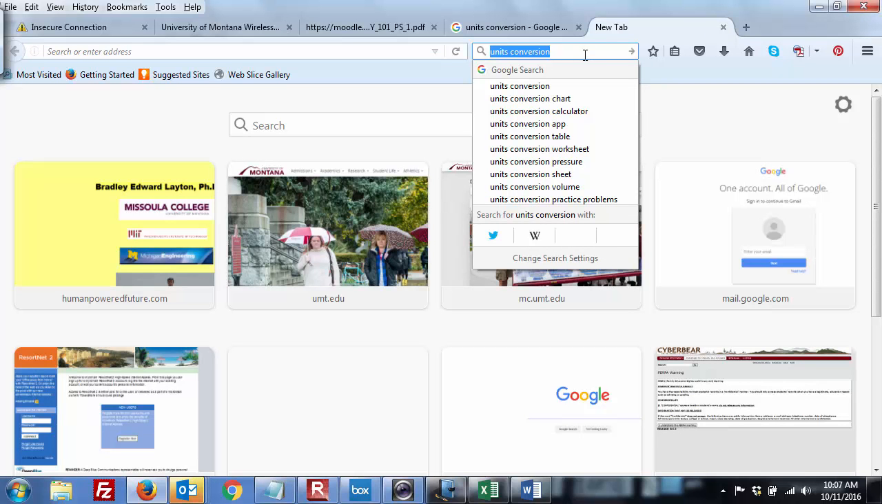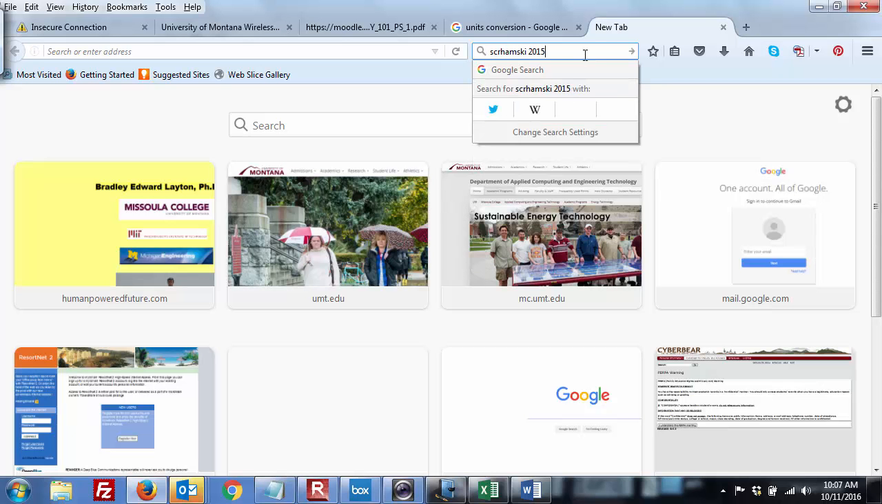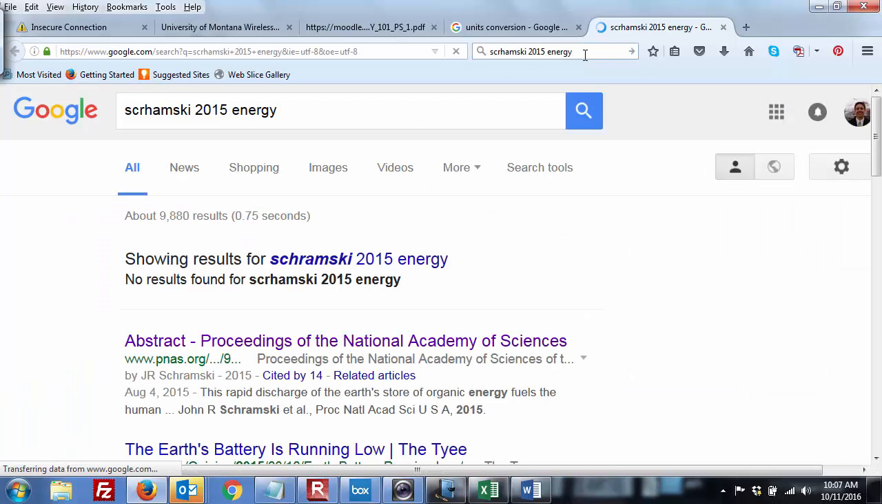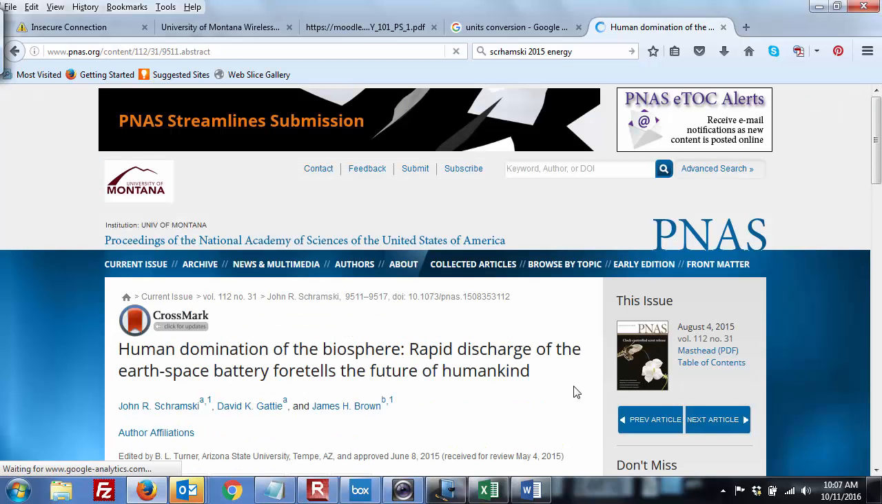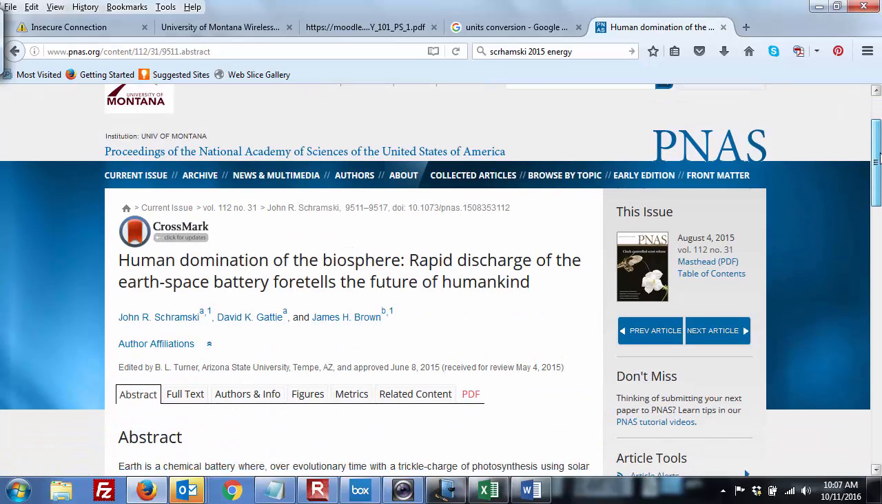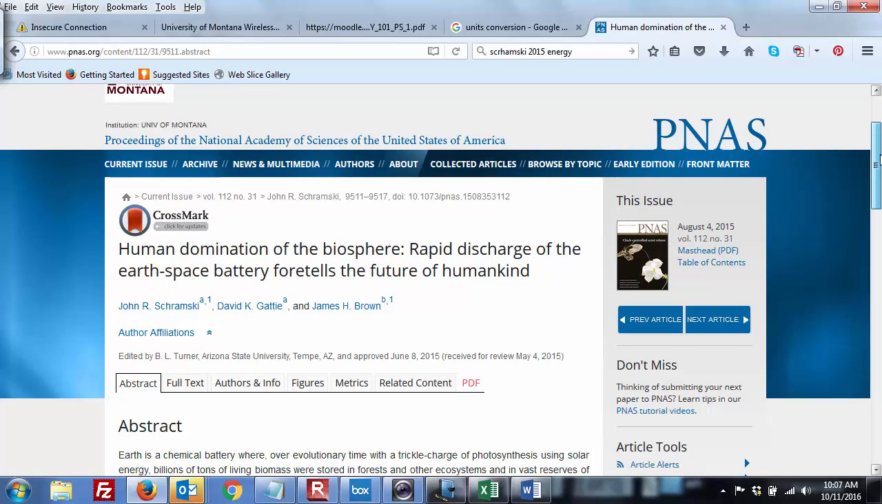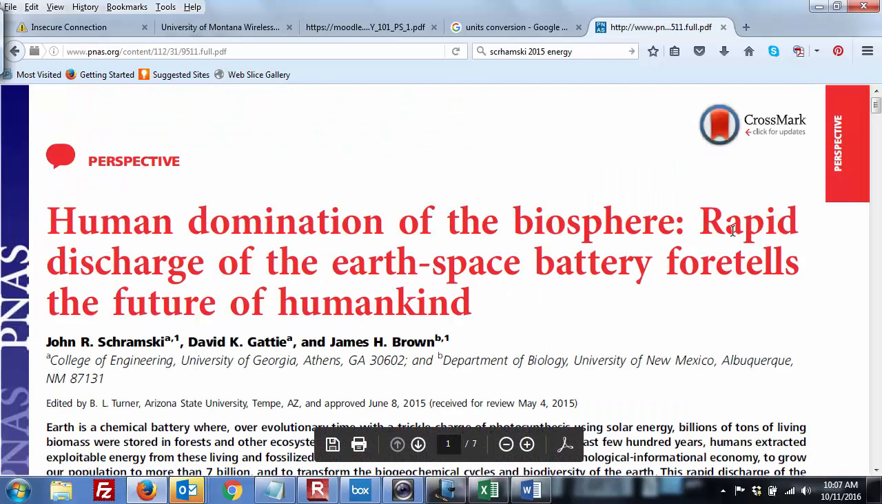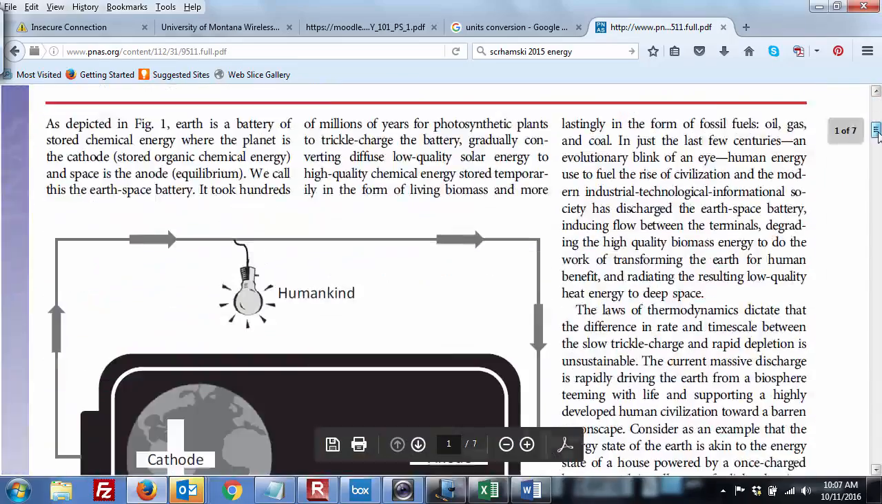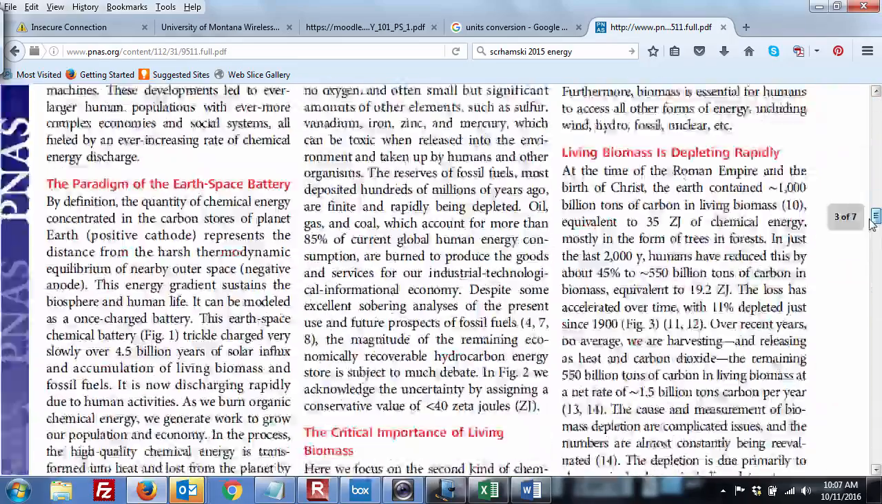We read this paper for 102, but if you want to just take a look. It's a really neat paper out there. Proceedings of the National Academy of Sciences, Shramsky, published this a couple of years ago. It is free for download, if I'm not mistaken. And really cool graph right here.